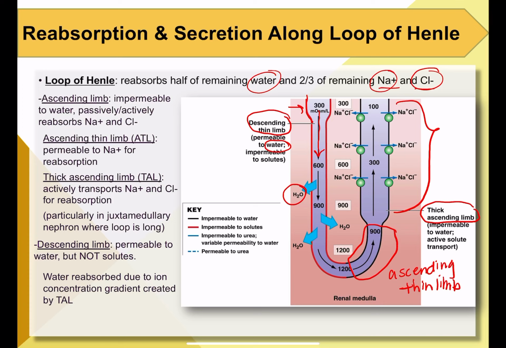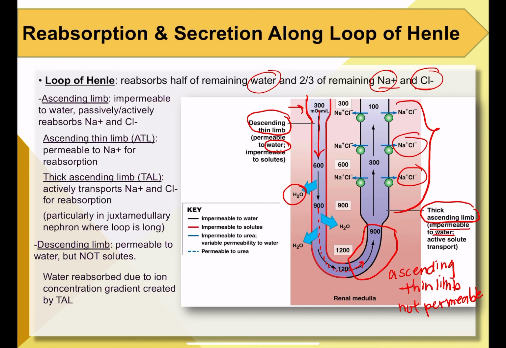When your urine goes down here, it gets to the ascending thin limb. This section is not permeable to anything. Nothing moves out or in within the ascending thin limb. It is only when it gets to your ascending thick limb that you start to have a lot of reabsorption of sodium and chloride ions, because the thick ascending limb actively transports sodium ions and chloride ions, but it is impermeable to water.